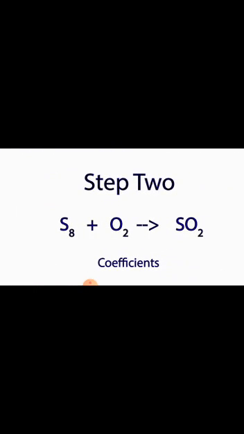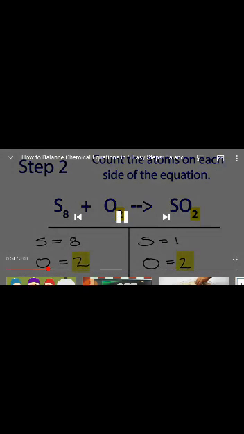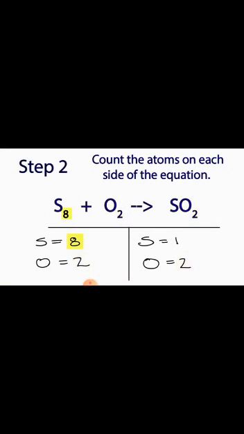The big rule for balancing equations is that we can only change the coefficients. Those are the numbers in front of the atoms. The numbers after the atoms, the subscripts, cannot be changed. If there's no coefficient written, we assume that it's 1. We have 2 oxygens on each side, so the oxygens are fine, but the sulfur atoms, we have 8 on the left side, the reactants, and only 1 on the right. To fix that, I can change the coefficient in front of the sulfur on the right and make that an 8.